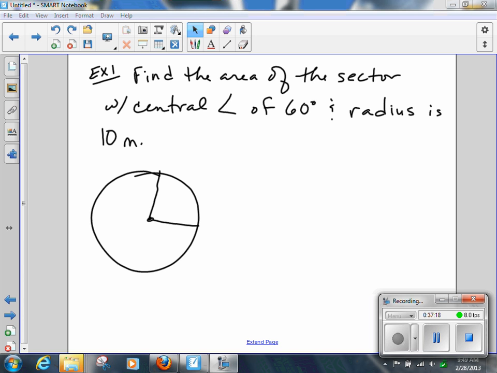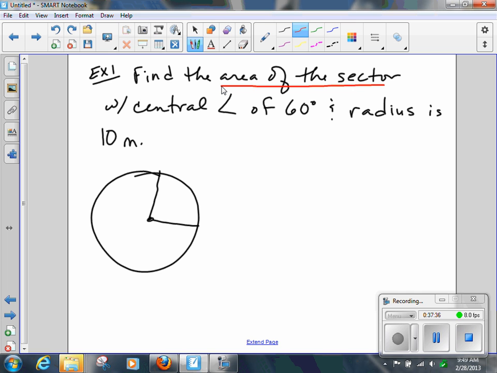Check out this. Find the area of the sector with a central angle of 60 degrees and a radius of 10 meters. And then there's my same old, okay? Like I said, you've got to figure out what you're solving for. We're solving for the area of the sector. Which formula am I going to use? A sub s equals 1/2 theta r squared, yes? Within my picture, I have a 60-degree angle, and I know that my radius is 10 meters.